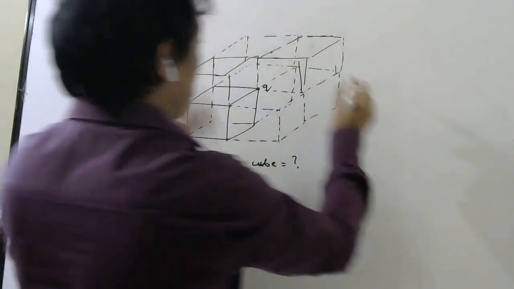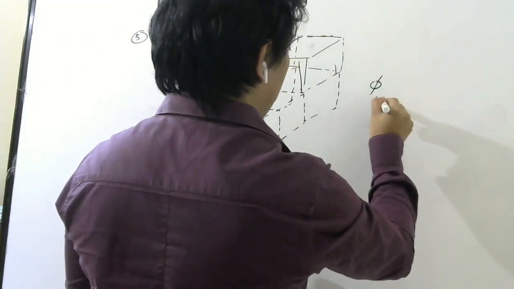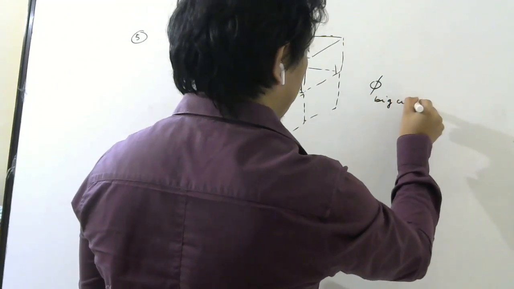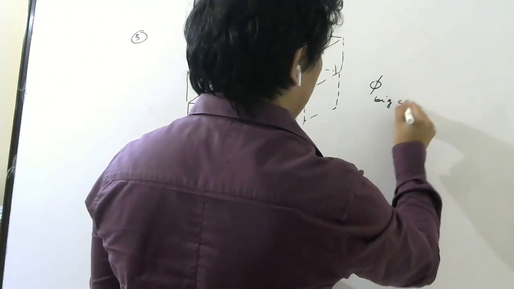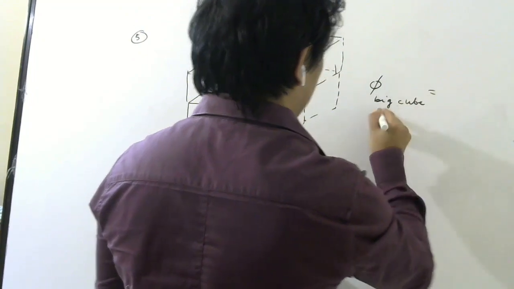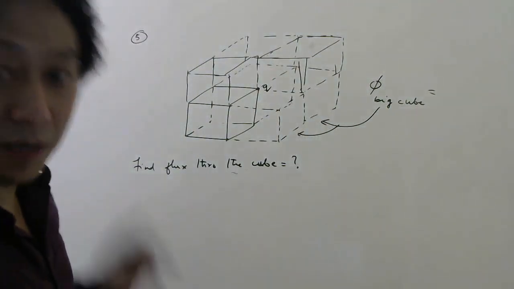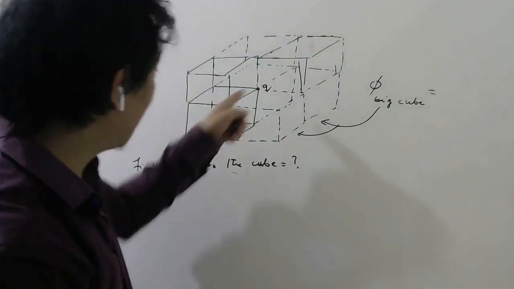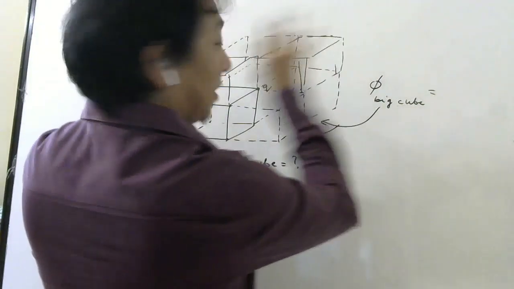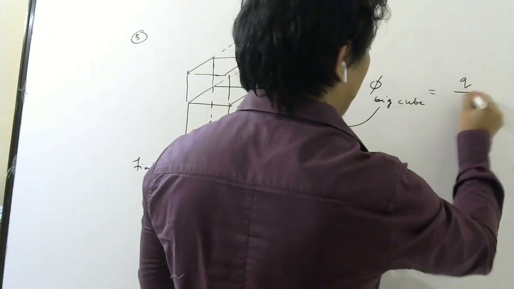For this big cube, flux through the big cube. Big cube means this whole cube, all the cubes together. Can I use Gauss law for this? Yes, because this charge is inside this big cube. So I can write Q by epsilon naught.